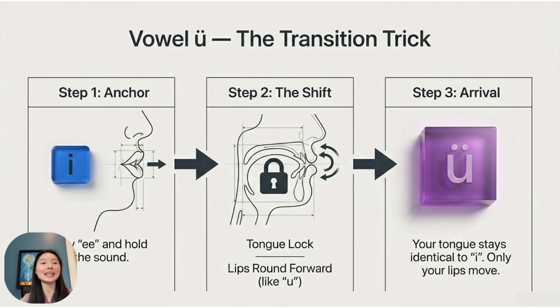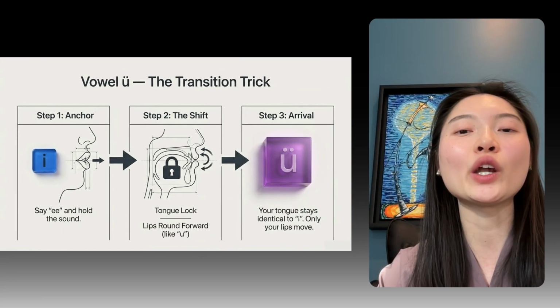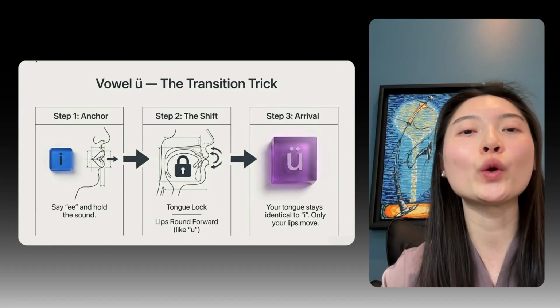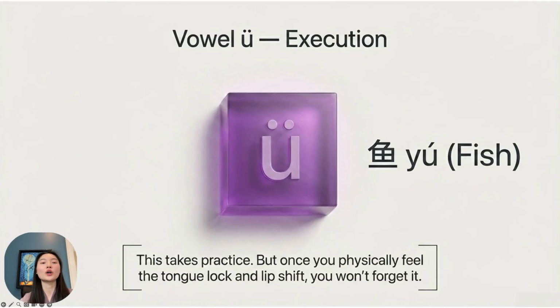Vowel ü. This is the one that doesn't exist in English, but here is the trick. Start with i, say i, and hold that sound. Now, keep making that sound and slowly round your lips forward like you are making a u. Your tongue stays in the same position as i, only your lips move. Ü. One more time. Ü. Like 鱼, fish. This takes practice, but once you feel it, you won't forget it.